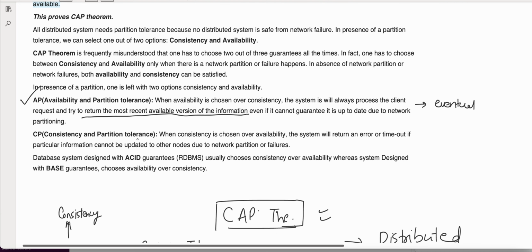When consistency is preferred over availability, the system will return a timeout, right? It simply says, okay, I'm not able to write it to all the other nodes, so I just return an error. So in that case, for clients, your system is unavailable, but it will always ensure consistency. Such systems are mostly relational databases, where you are mostly dealing with transactional data and other things. Database systems with ACID guarantees mostly follow consistency over availability in their design, and the systems designed with BASE guarantees choose availability over consistency. So these are like DynamoDB or NoSQL databases, right?